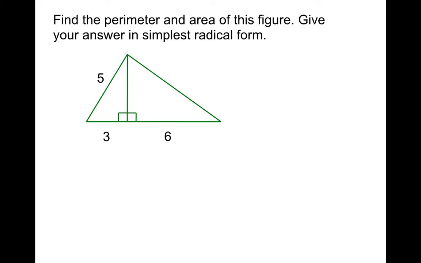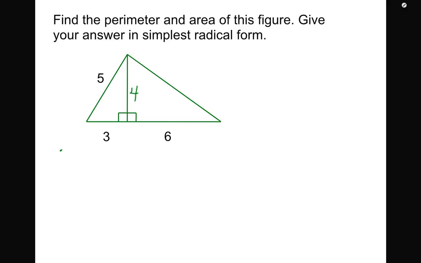Okay, as far as what you should have found, this should have been 4 because you were doing 3 squared plus a squared equals 5 squared.